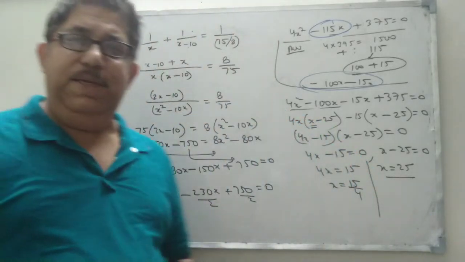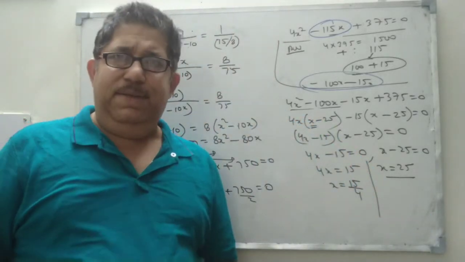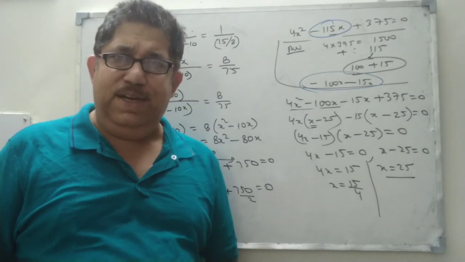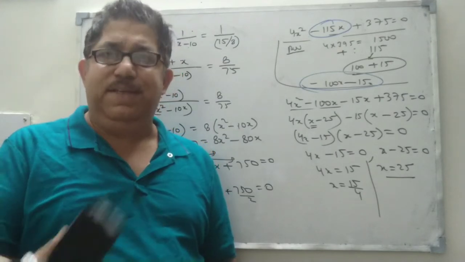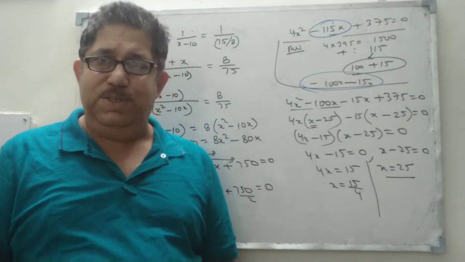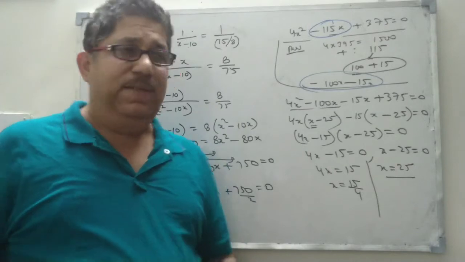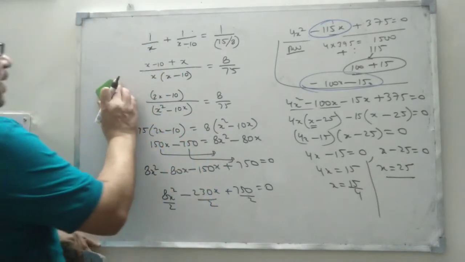If any one of them had been negative, we would have rejected. But can we reject here? Here we can't reject. We'll have to go one step further and see whether any rejection is possible or not. That's why this question is wonderful, right? So let's see. I need to rub this.